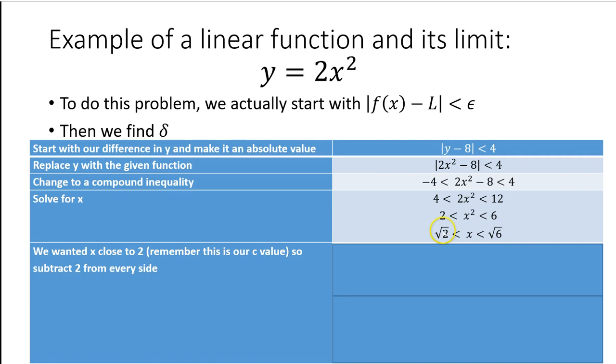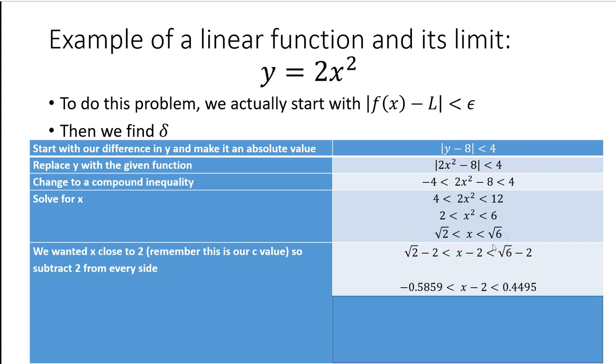We need to understand this is our a and our b. And once we get to this step, this is the calculated interval around x. This is our open interval around x. We need to center it, or we need to subtract 2 from everything because 2 is our c. So now we get negative 0.5859 less than x minus 2 less than 0.4495.